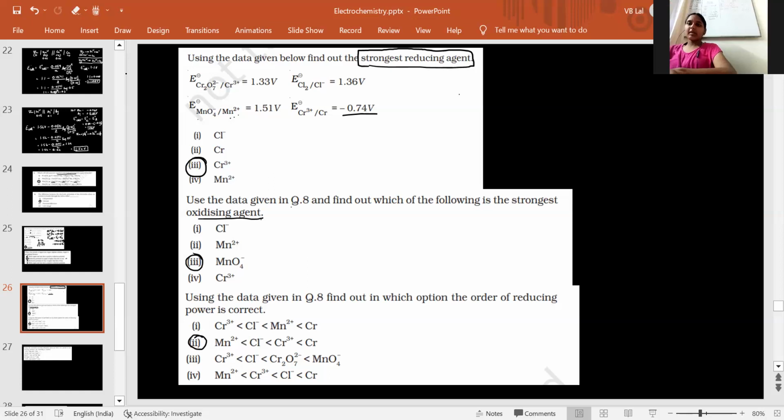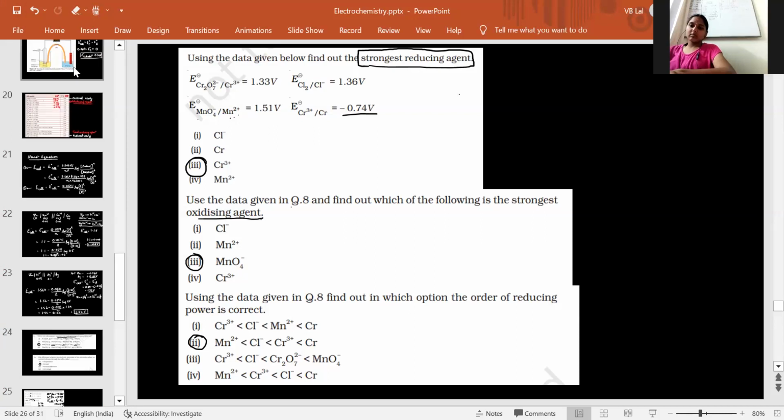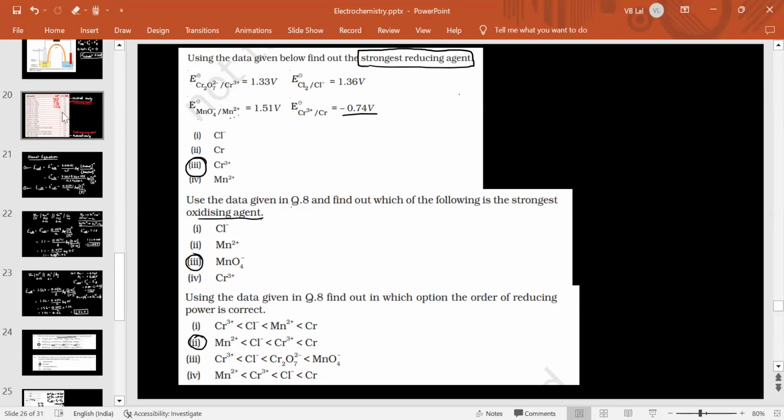Then Ma'am, can you explain that part, ma'am? Huh? What is it, explain what? That part, ma'am, like why it is Cr3 plus? Okay, let me take this table here.